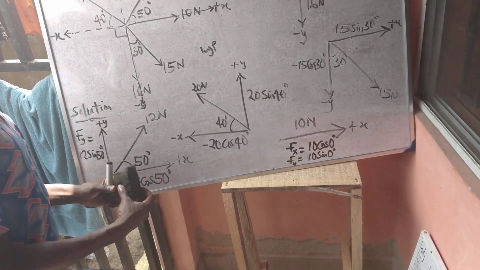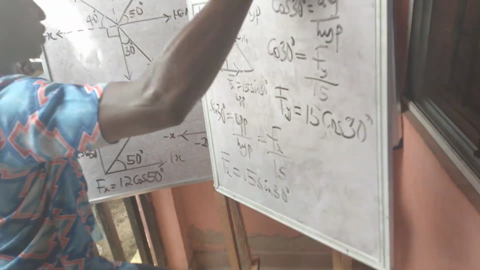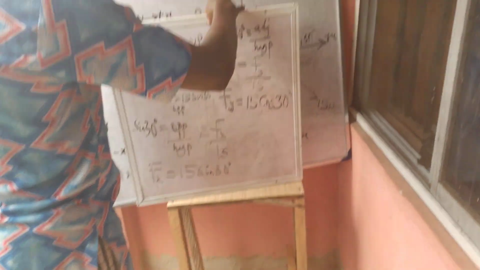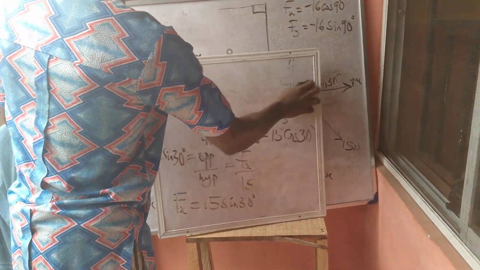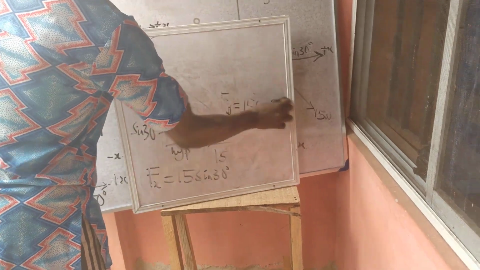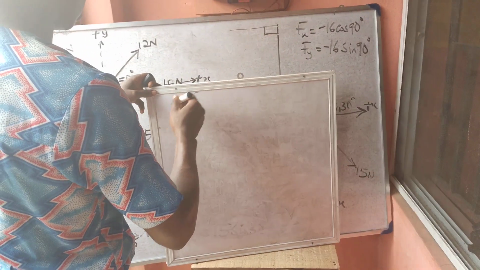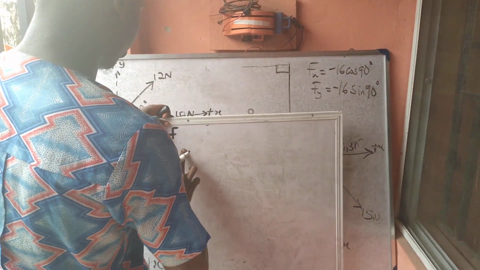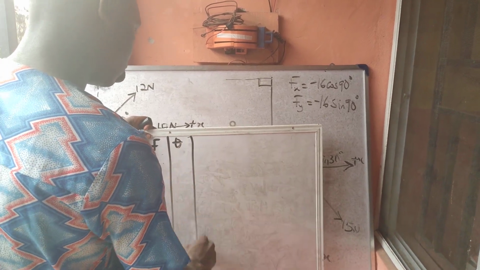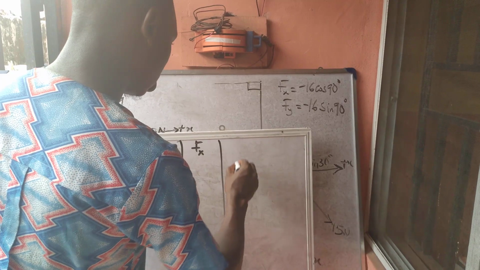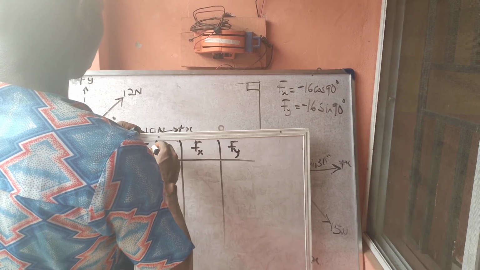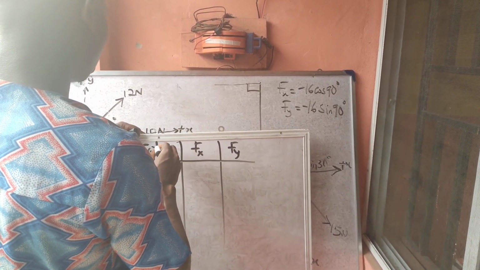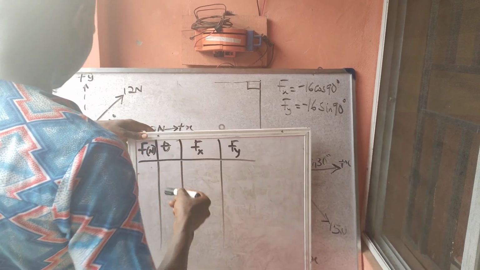Now we are going to represent this on a simple table. Please look at the diagrammatical representation on a table. This is what you'll be having: the representation of this diagram on a table of values. We'll be having F, theta, Fx and Fy. F is the force measured in Newtons, and theta is the angle of inclination.